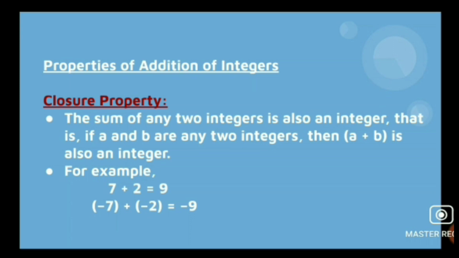For example, 7 plus 2. These two are integers and the result is 9, that is also an integer. Another example, minus 7 plus minus 2. Here also we have the same signs. You have to add and put the same sign before the sum, that is minus 9. So the closure property is satisfied under addition of integers.